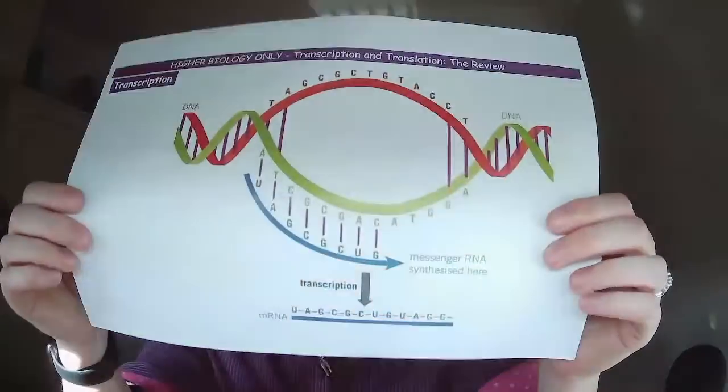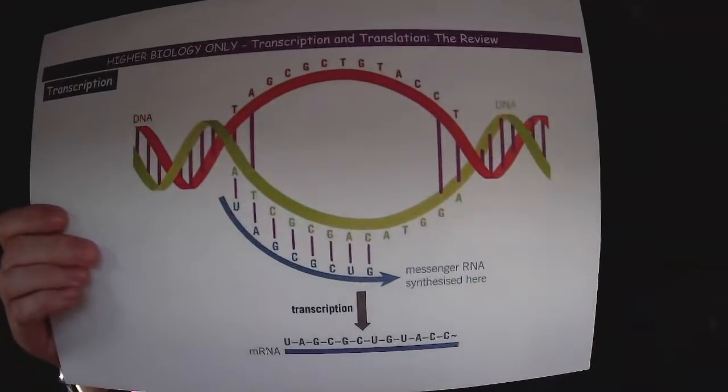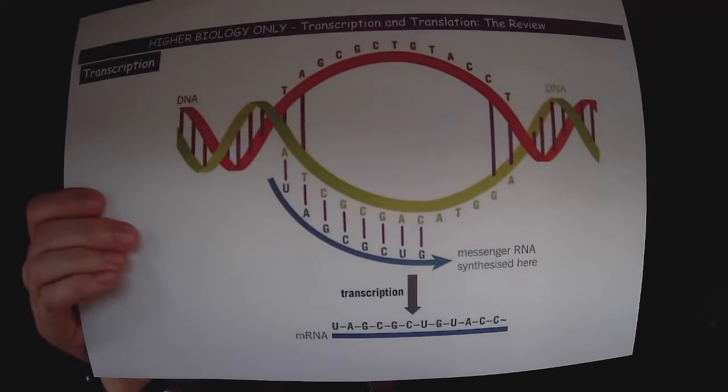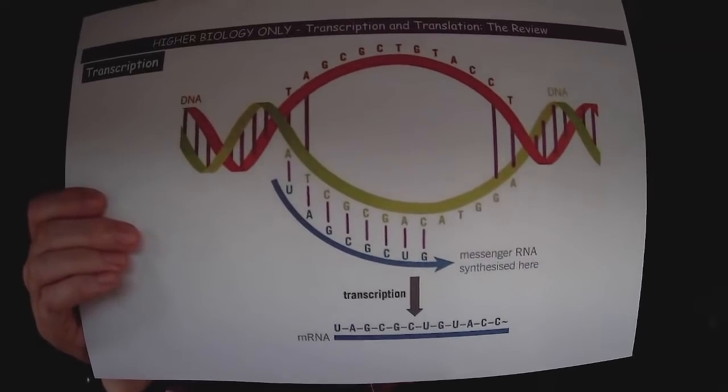If you're doing foundation, this next bit is not for you. This is for the higher tier folks only, and it's how we make proteins. So protein synthesis is a two-stage process made up of transcription and translation. So step one is going to be our transcription. Now transcription is where we are going to make something called mRNA, messenger RNA.